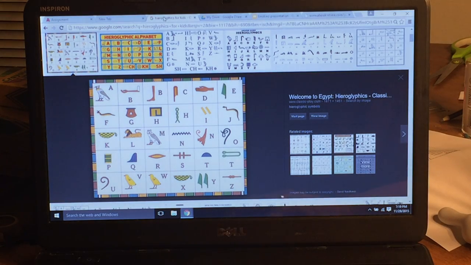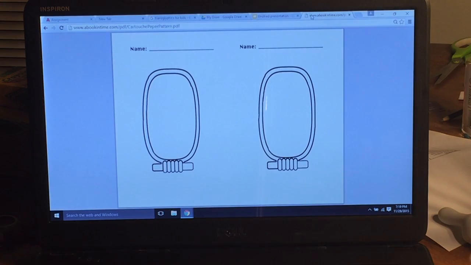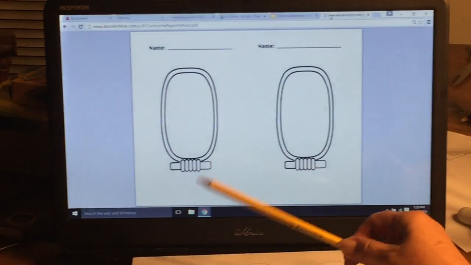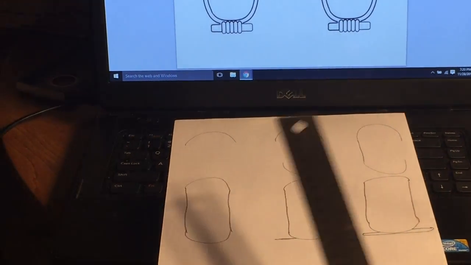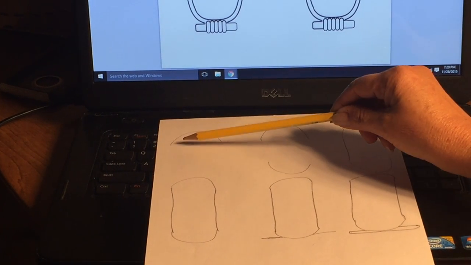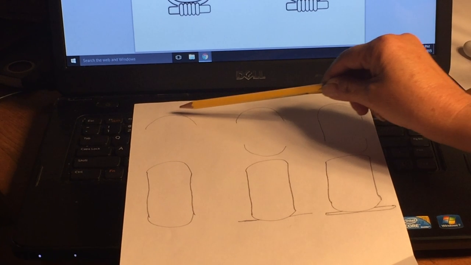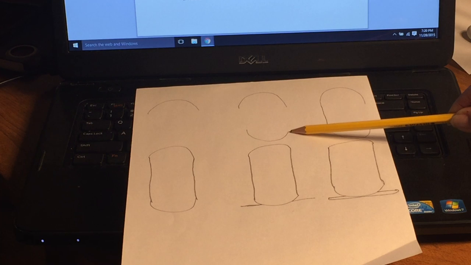What we are going to do first is make our cartouche. All you need is a pencil and a ruler. First, you make a half a circle at the top of your paper, and then you make a circle at the bottom of your paper.